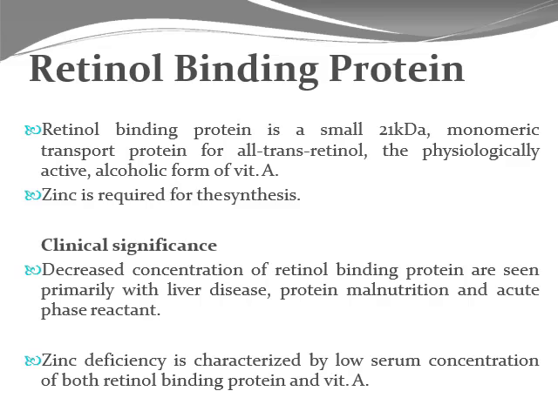The fourth important plasma protein is RBP, or retinol binding protein. It's a very small protein and mainly a transport protein for all-trans retinol. Physiologically it forms with vitamin A. Zinc will be required for this process, and a decreased concentration of retinol binding protein can be seen in cases of liver diseases, protein malnutrition and in case of any acute phase reactant. Zinc deficiency also can be characterized by low serum concentration of both vitamin A and retinol binding protein.